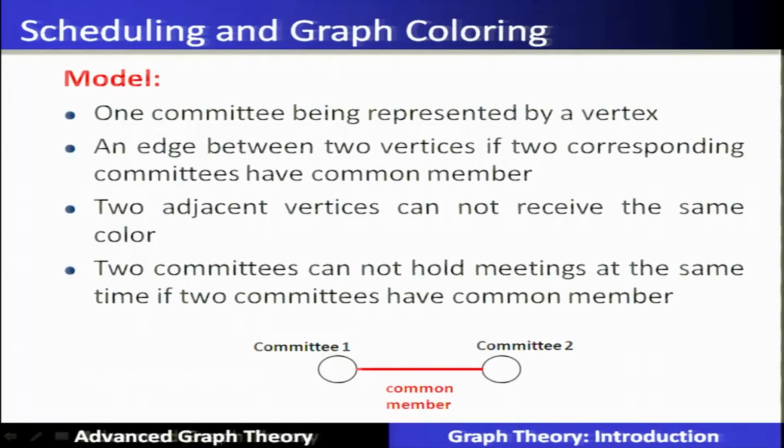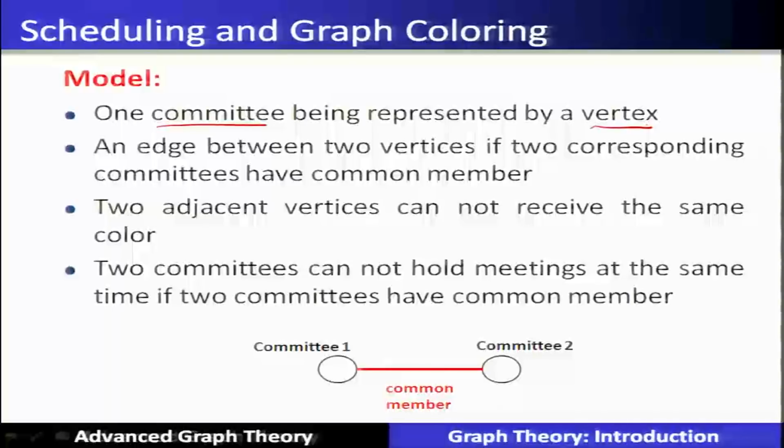For example, let us take the scheduling problem. We want to find out how to schedule the meetings of different committees with a minimum number of time slots, and this is called a scheduling problem. You can model this problem in the form of a graph wherein the committees are represented as vertices, and if there is a particular member who is common to two different committees, then you place an edge. So, an edge in this graph represents committees having a common member.